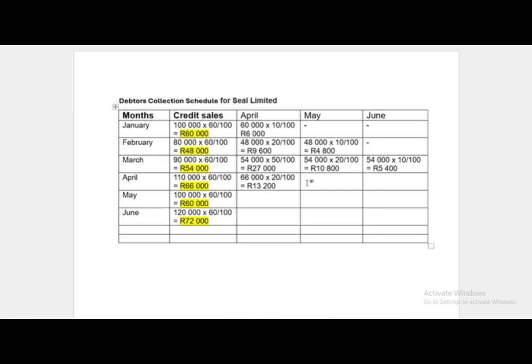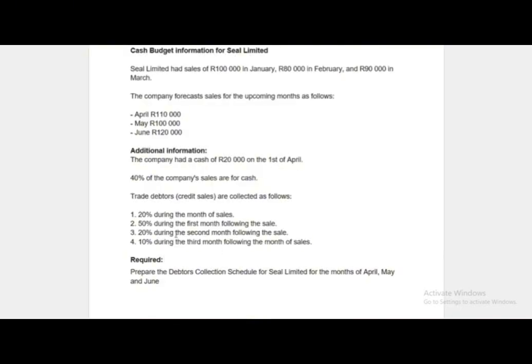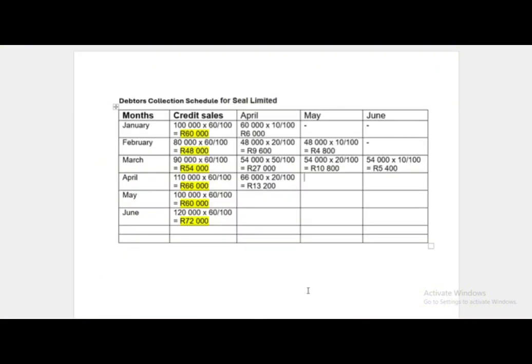Because May is the first month following the month of sale. And then what does the policy say about that? The policy says you have to collect 50% during the first month following the sale. So because we are collecting in April, the first month following the month of sale is May.